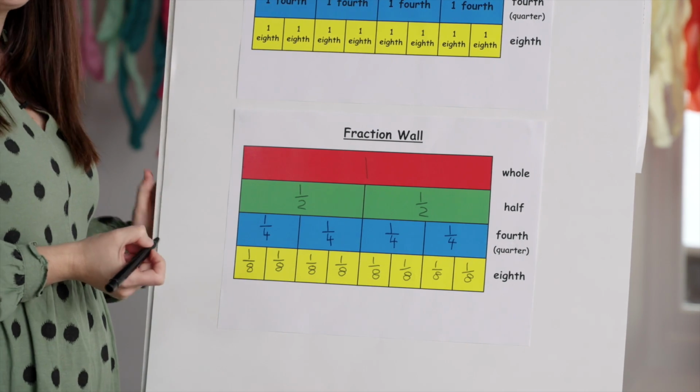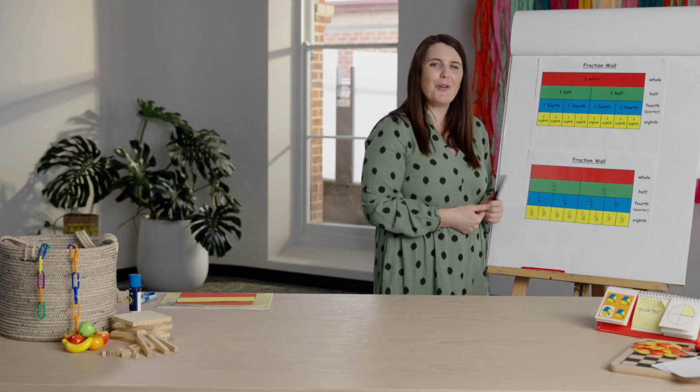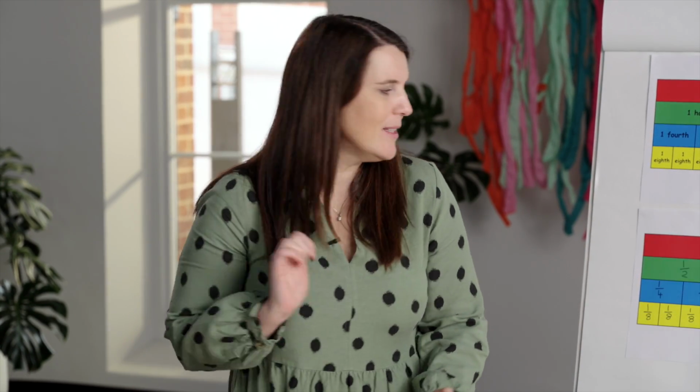Okay, what we're going to do now is we're going to make a fraction wall in our learning book. I'm going to show you how, and then it's your turn. Okay, let's start. So, you have your learning book ready, you have your paper, you have your glue stick and your scissors, and we're also going to need a marker as well.